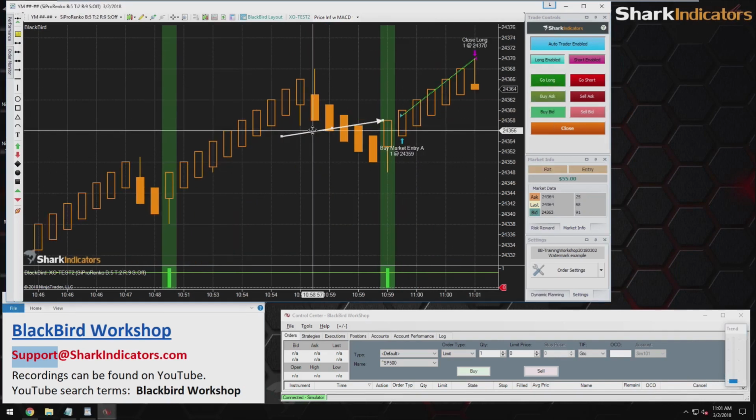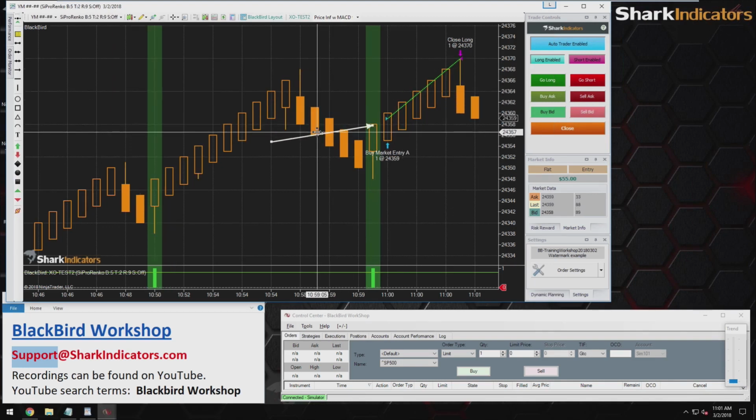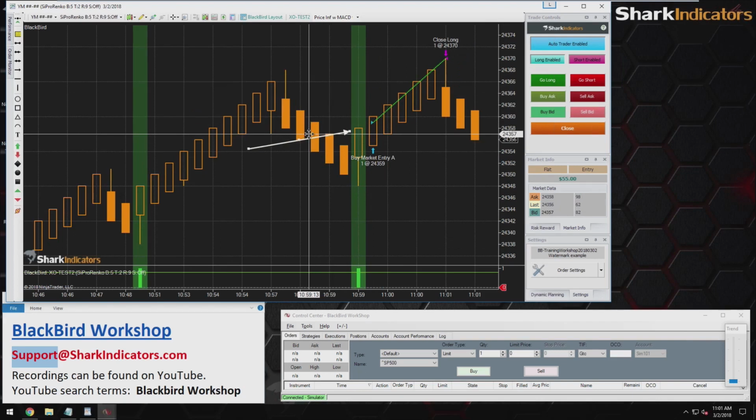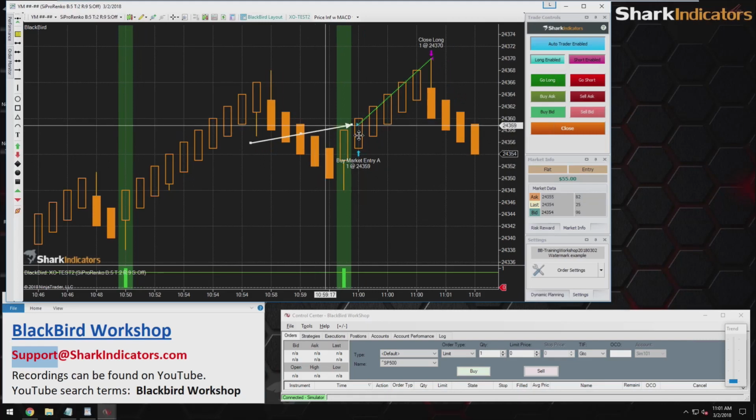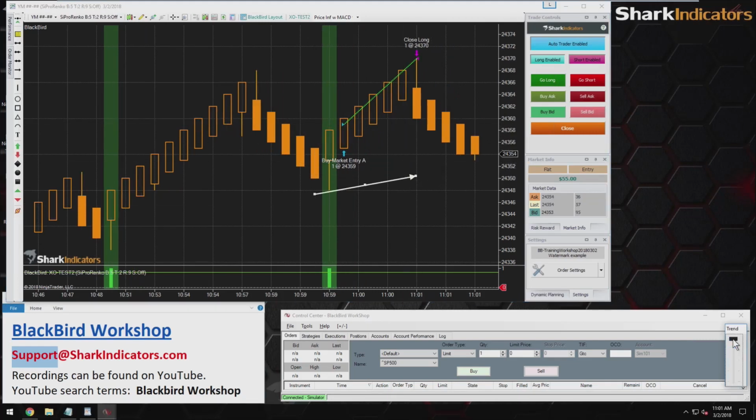So the question is about getting the entry price closer to the signal bar's closing price, right? So we're trying to minimize the distance between the bar's closing price and the entry price. All right, there we go. That's enough.